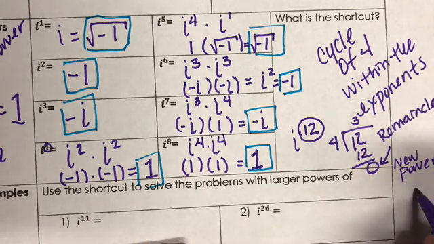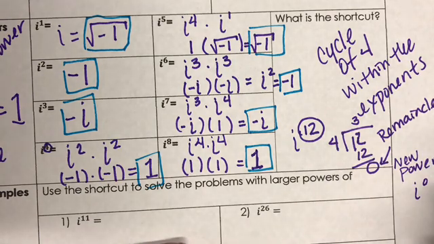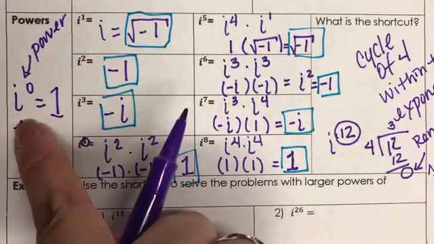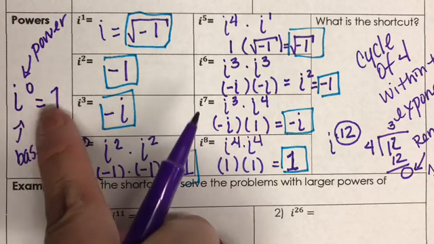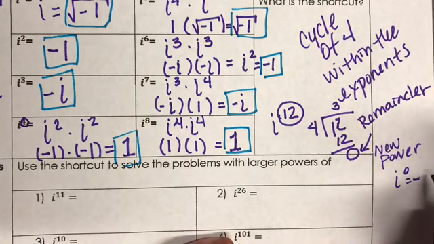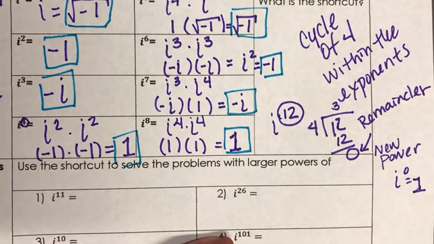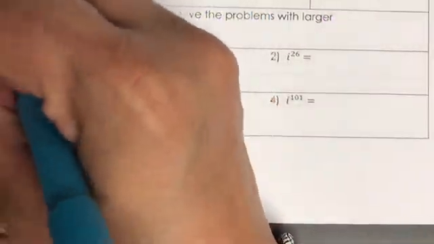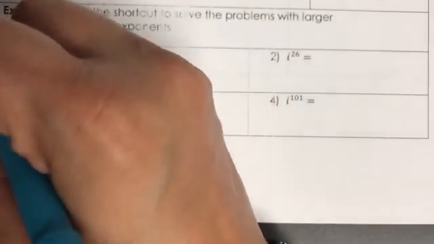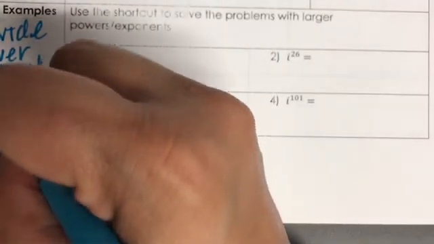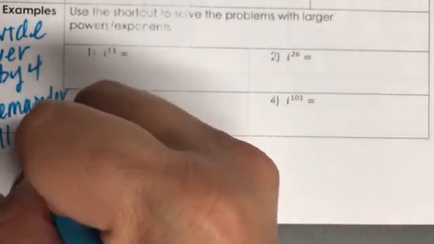So say I had i to the 0 power. What would that be equal to? If we look back at our original note, our little side note, i to the 0 equals 1. So i to the 0 power would equal 1. Let's go ahead and use the shortcut. You're going to divide the power by 4, and then the remainder will be the new power.